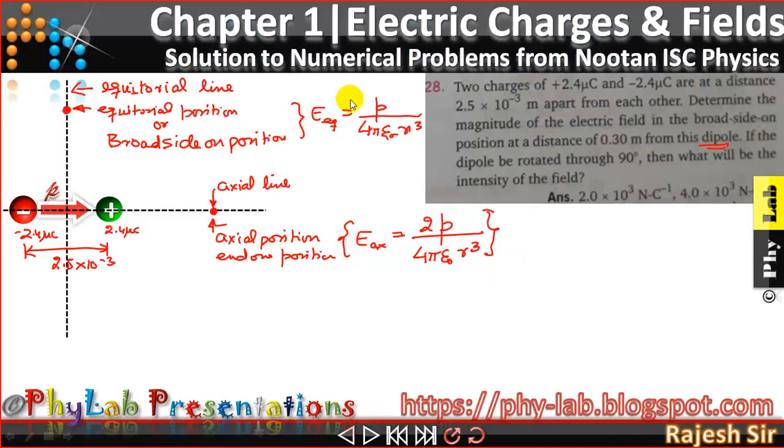Now in this formula, P stands for dipole moment, friends, the magnitude of the dipole moment. And R stands for the distance from the midpoint of the dipole to the point where the electric field is to be calculated.